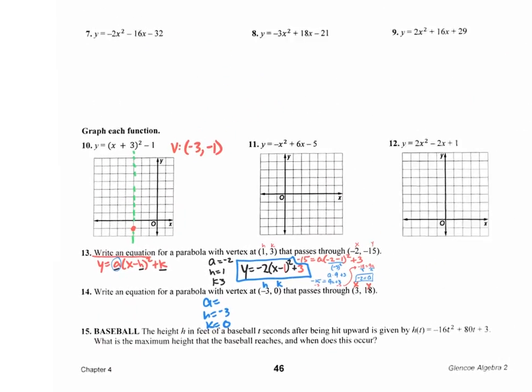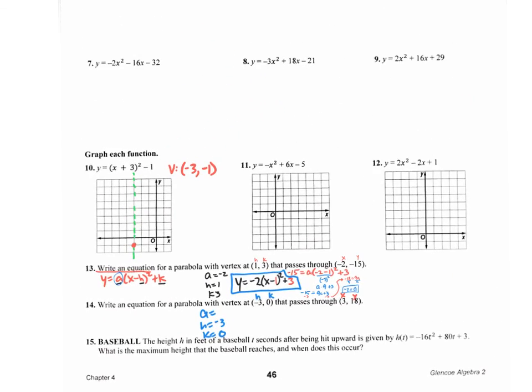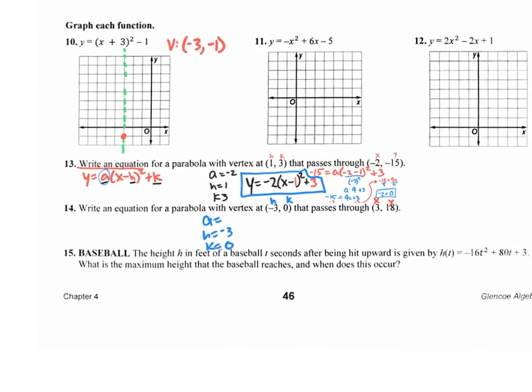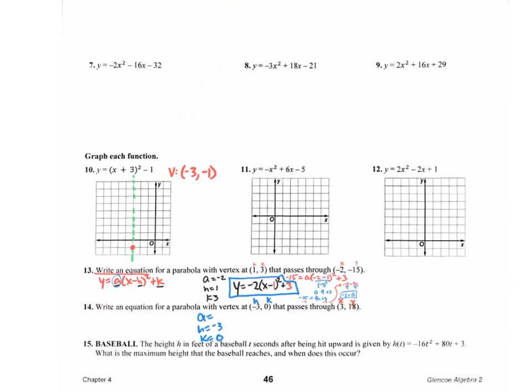This will be on the quiz Friday, and I did see one question like this on the final exam. So very important that you understand this. Now let's work on this for the rest of the class.